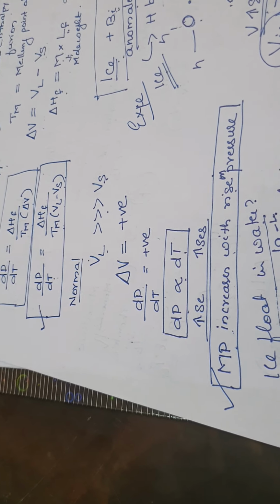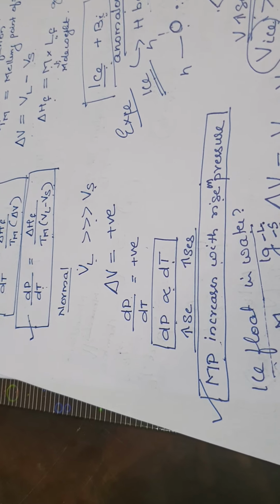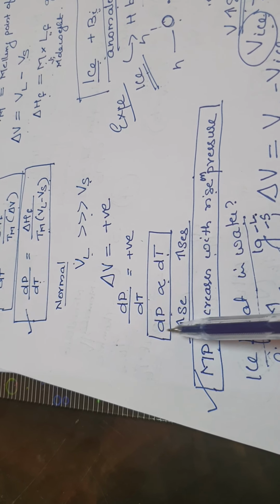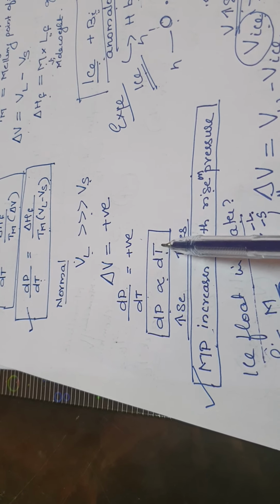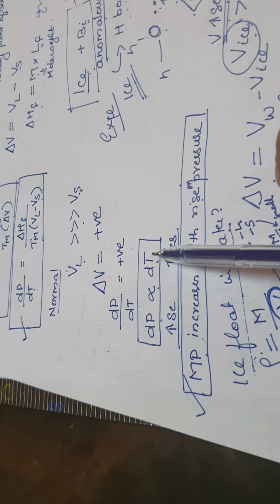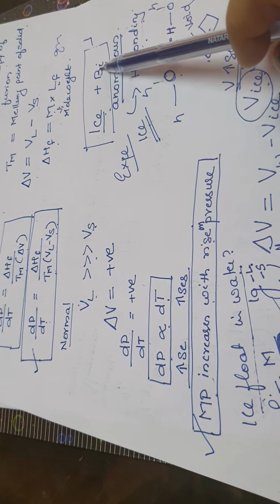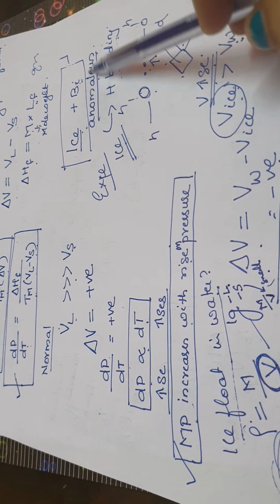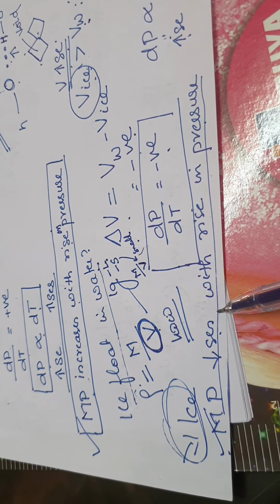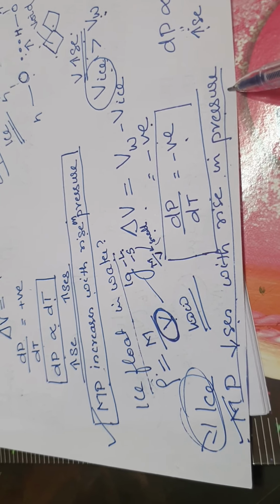You just remember this one. In normal cases, change in pressure is directly proportional to change in temperature, but in the case of ice and bismuth, anomalous behavior will be acting, and as a result melting point decreases with rise in pressure.